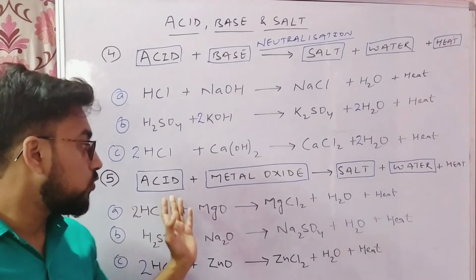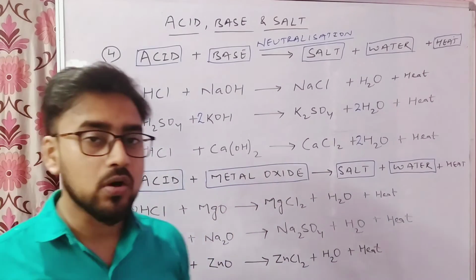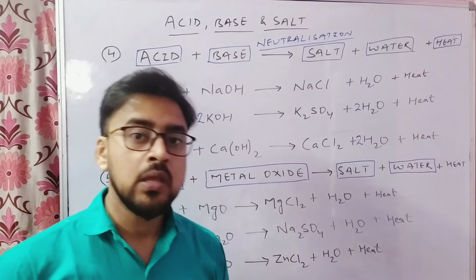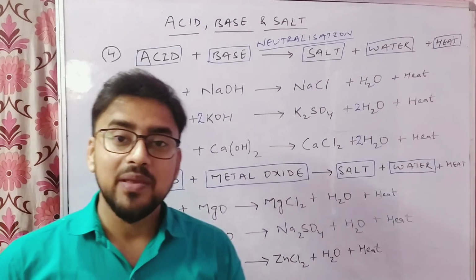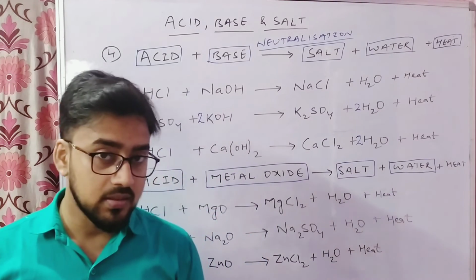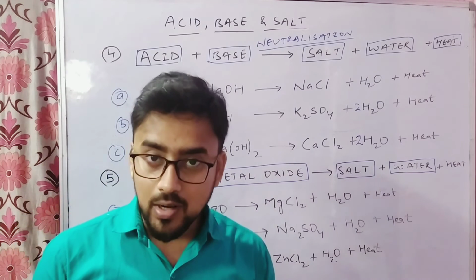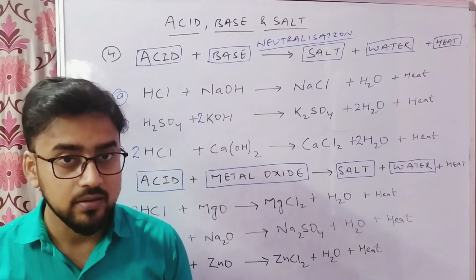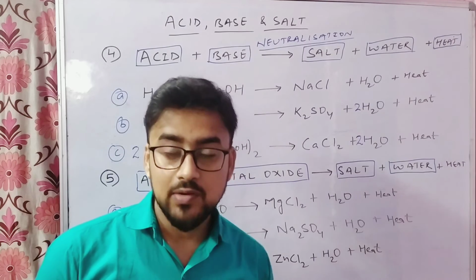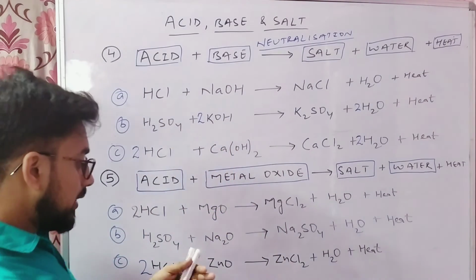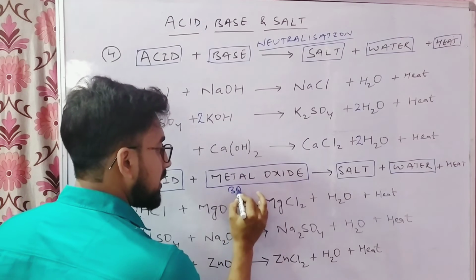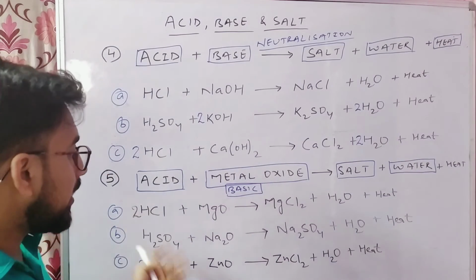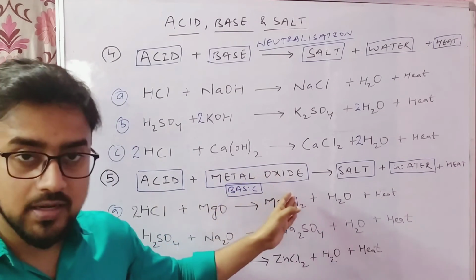Next, we'll move to acids and metal oxides. So students, metal oxides like sodium oxide, potassium oxide, calcium oxide, magnesium oxide, zinc oxide, these are basic in nature. Why can we say these are basic in nature? Because when they are added to water, they form a base. Like zinc oxide, when added to water, gives you zinc hydroxide. Sodium oxide, when added to water, gives you sodium hydroxide. So we know that metallic oxides are basic in nature. They are basic oxides.